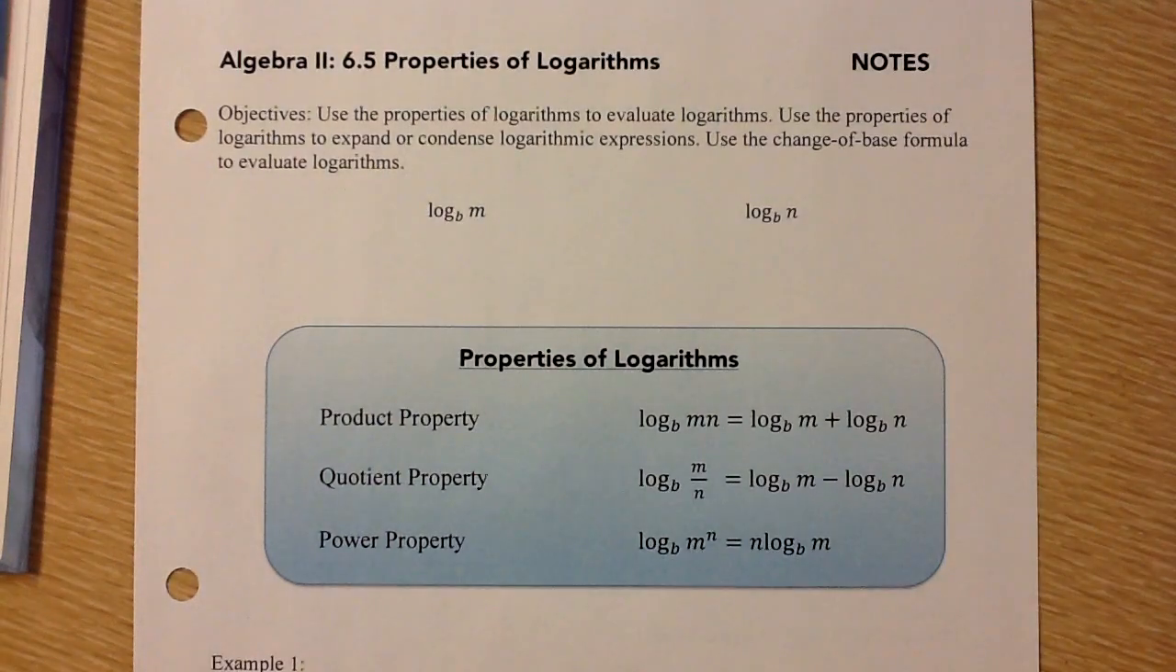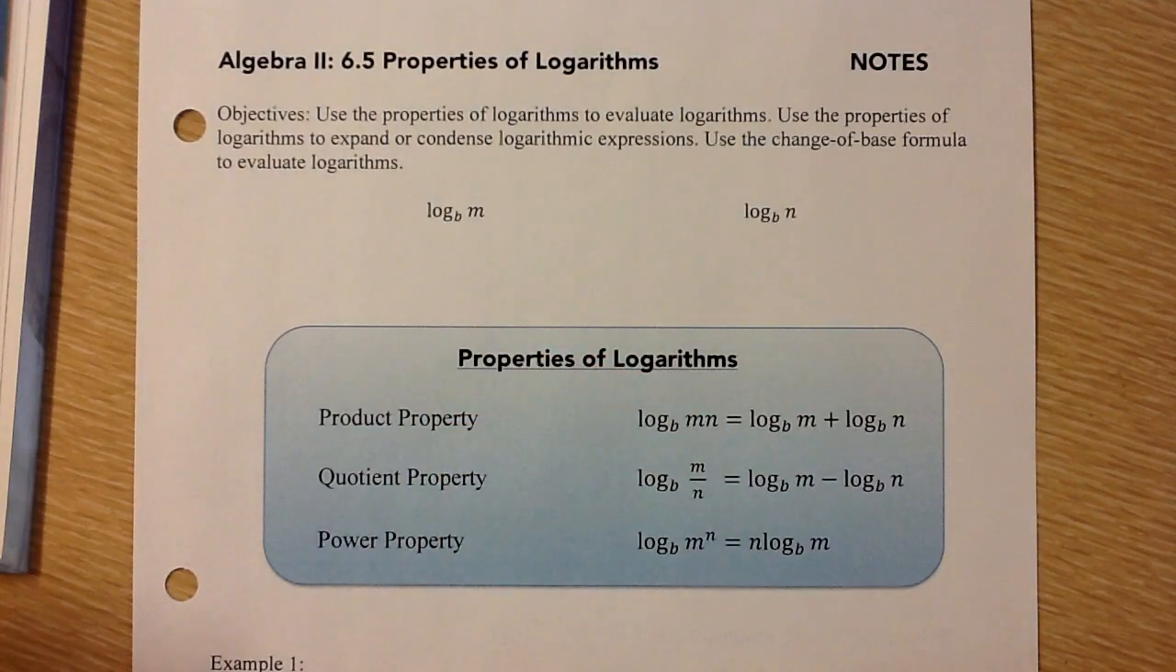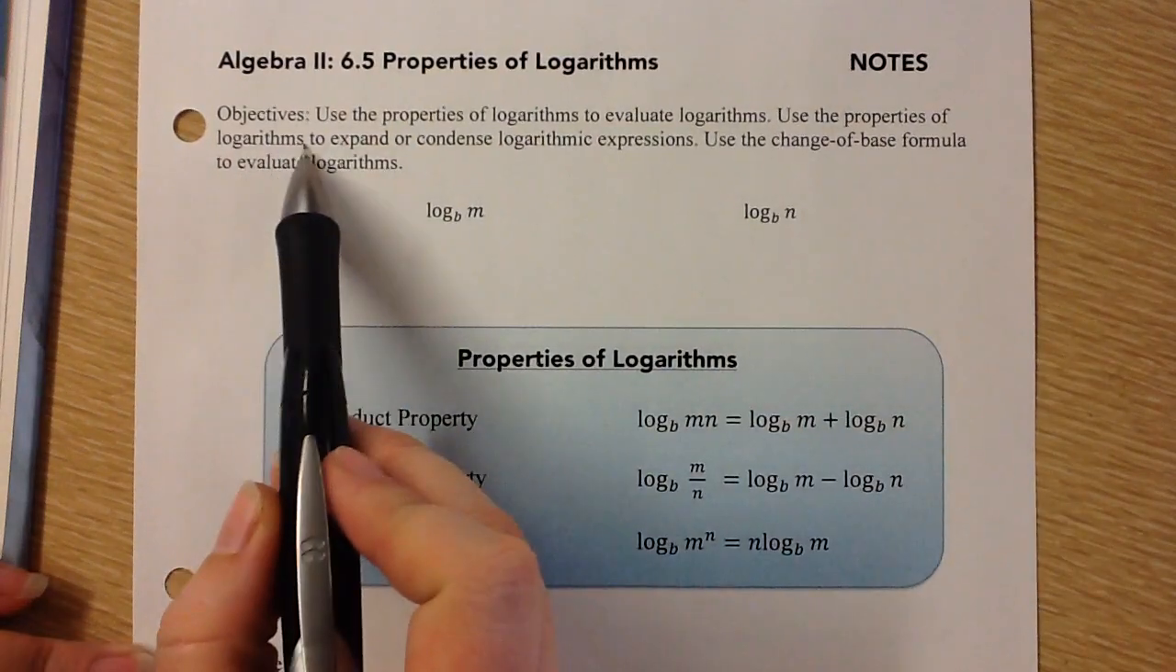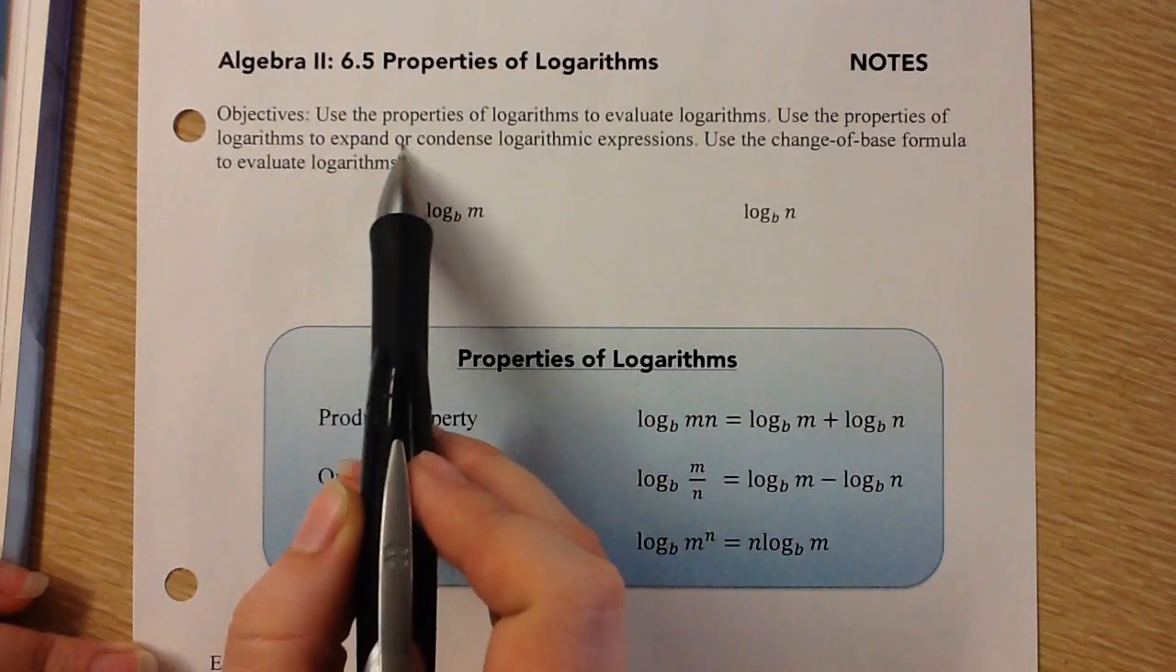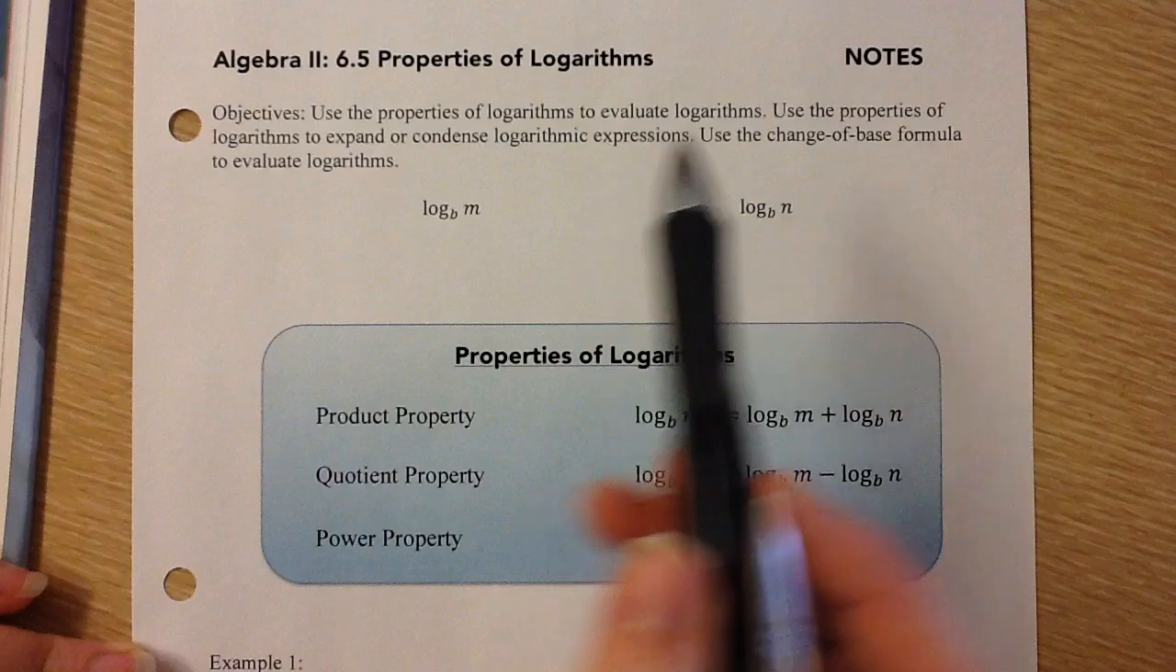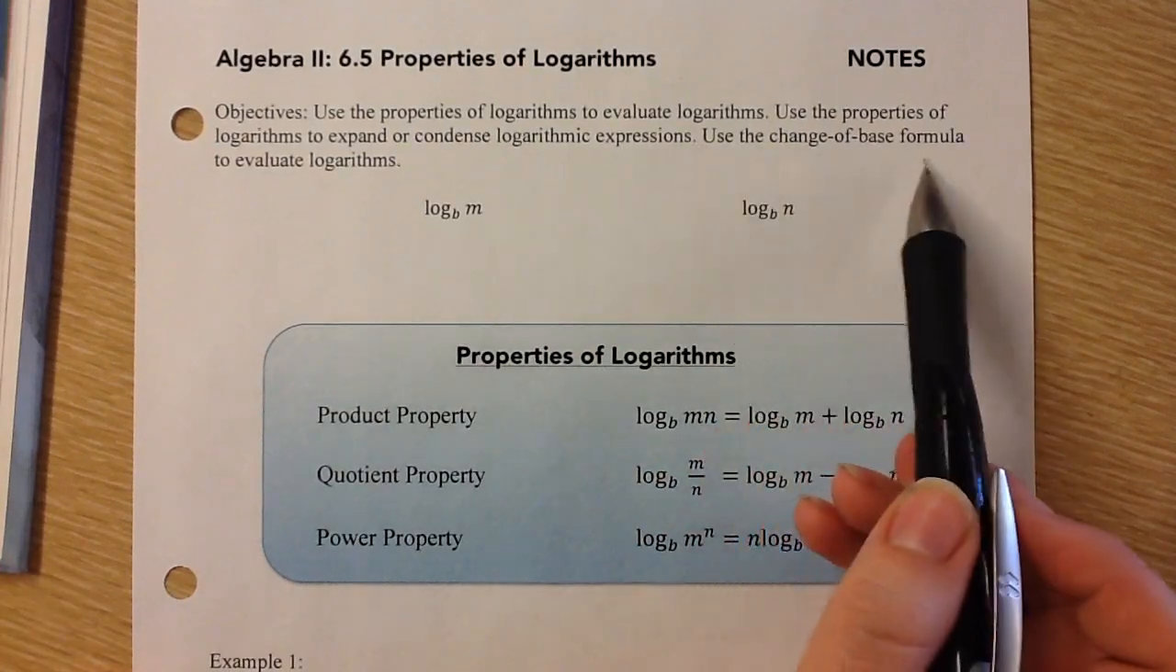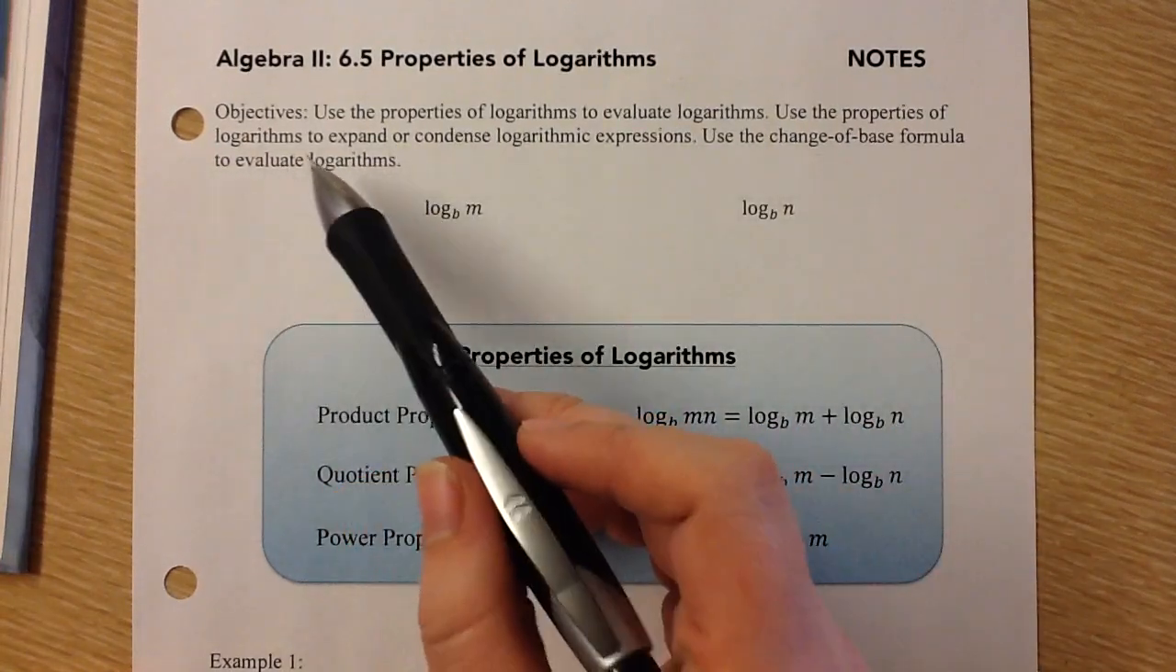Section 6.5, properties of logarithms. Our objective for this lesson is to use the properties of logarithms to evaluate logarithms, use the properties of logarithms to expand or condense logarithmic expressions, and then use the change of base formula to evaluate logarithms.